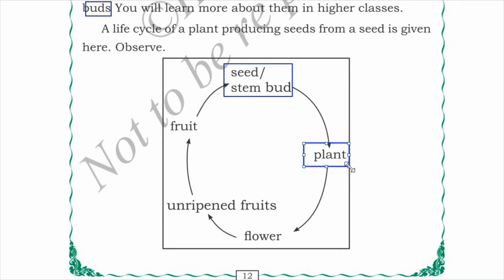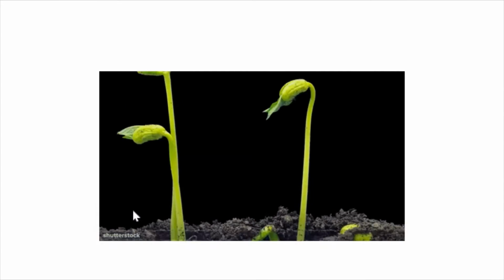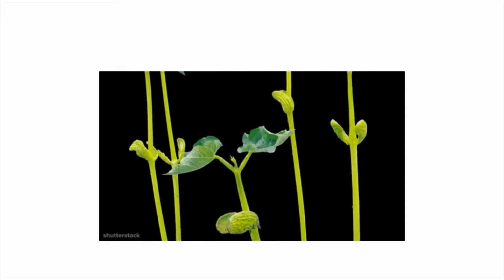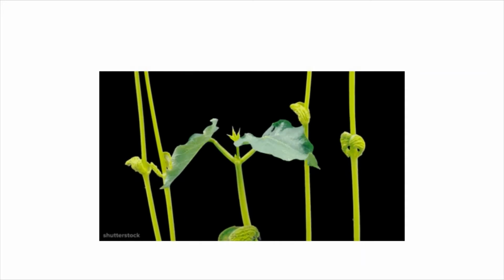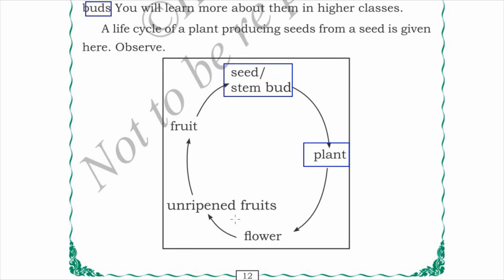So we have already seen the image of this in the previous video. Let me show it to you again. So here we can see how the seeds are developing into new plants. In the life cycle of a plant, it starts out as a seed and then it becomes a plant, as we can see here.